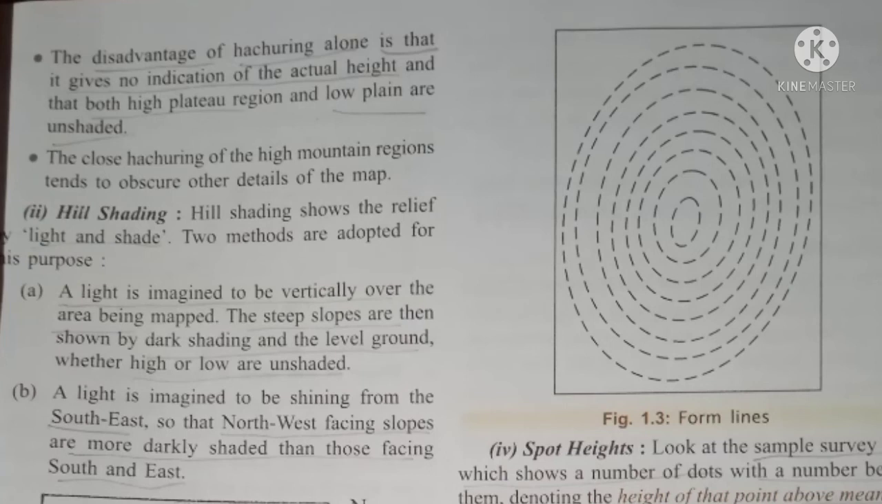But students, hachuring has a disadvantage, it means it has a demerit. The demerit of hachuring is that it does not give information about the actual height of the place. As you can see, you can find out where there is a steep slope and where there is a gentle slope, but you cannot find out the height of that place. So hachuring has only this disadvantage: it does not give us information about the height of the place.